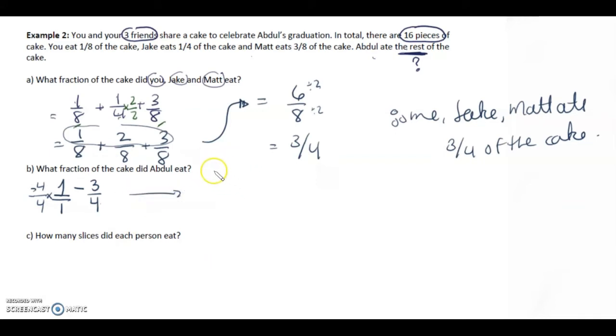Let me go over this more open. Okay, so we get 4 over 4 minus 3 over 4. We subtract the numerators, so we get 1 over 4. So therefore, Abdul ate 1/4 of the cake.